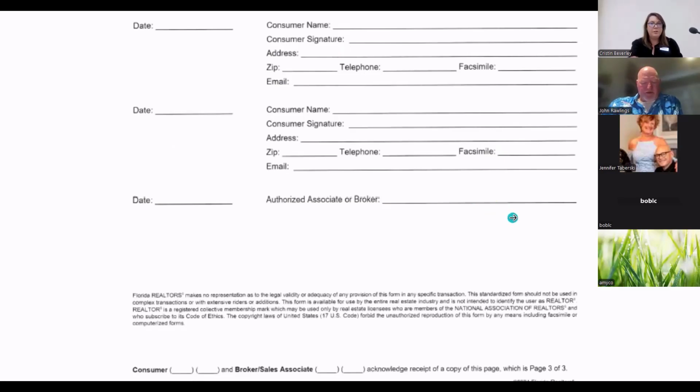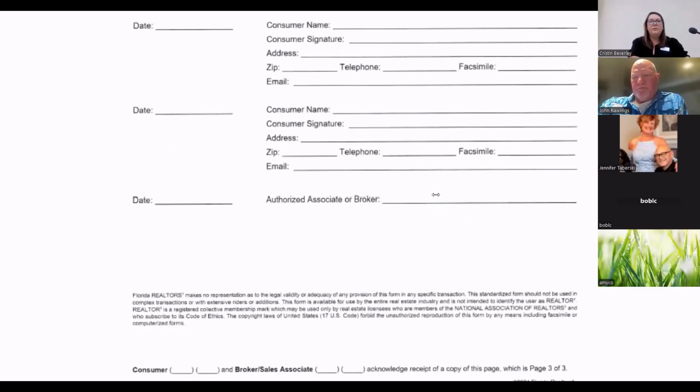We did get a couple of questions in the chat, so I'm just going to go through those quickly because there's just a couple of them. Somebody asked, where is owner in the agreement? It's all throughout the agreement, but specifically you can see it in number 5 where it talks about consumer obligations.